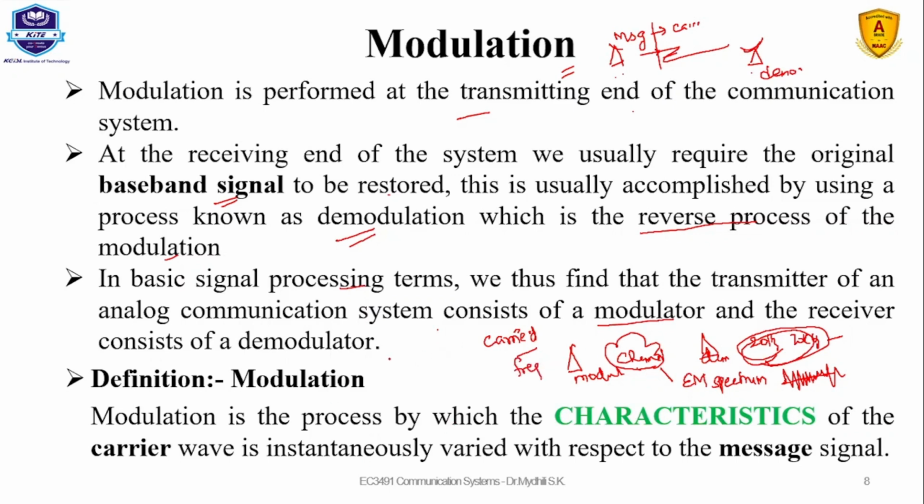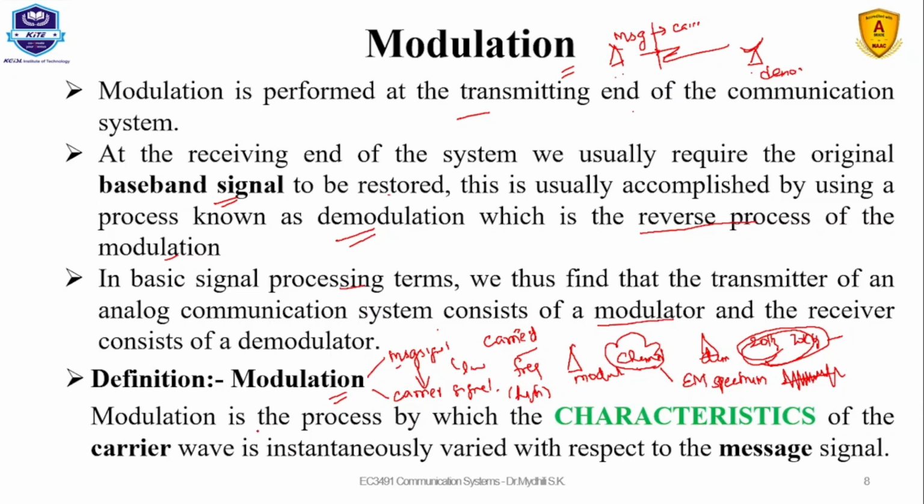So when we talk about modulation, it involves a message signal, which is the low frequency signal, and a signal used to carry this message signal, called the carrier signal, which is a high frequency signal. So three signals are very important when defining modulation: the message signal, the carrier signal and the modulated signal. Now defining this process.